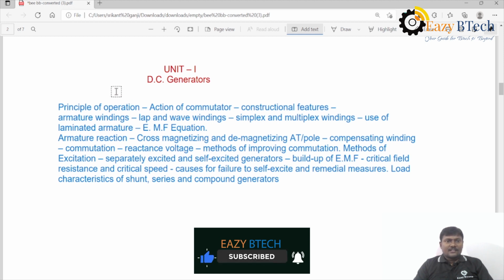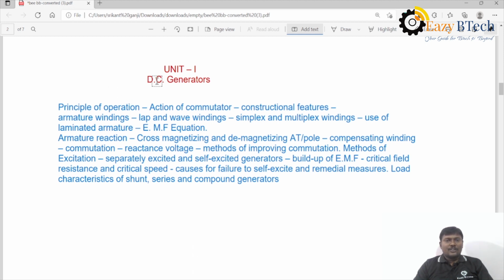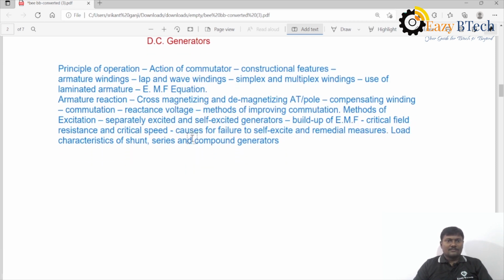I want to teach DC generators, that is unit 1, which is there in the JNTU curriculum, Electrical Machines 1 subject. In this DC generators we have the principle of operation, action of commutator, and constructional features. All these we'll discuss one by one.